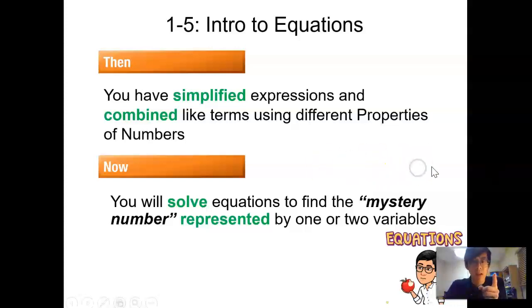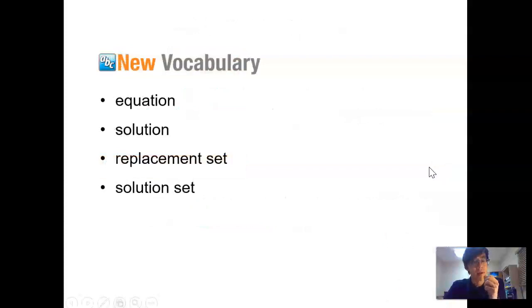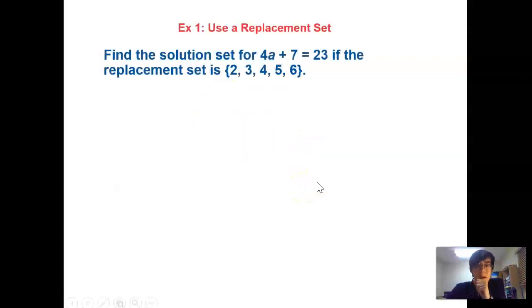So, let's look at this as an example, but of course, we have vocabulary, so let's find what an equation is. It's like an expression with an equal sign, and it equals another number or expression. A solution is the value of the variable that makes the equation true. So if I plug that number into the variable, it makes it work. And we're going to talk about replacement set and solution set with this example right here.